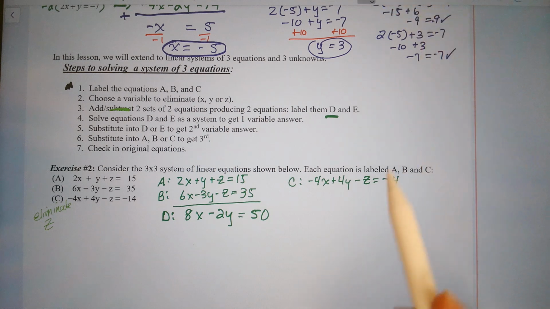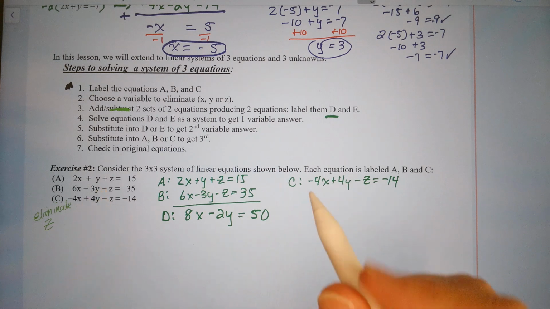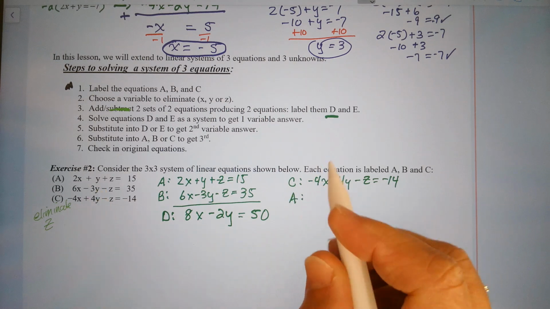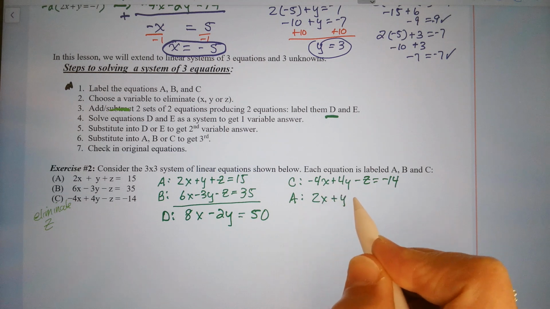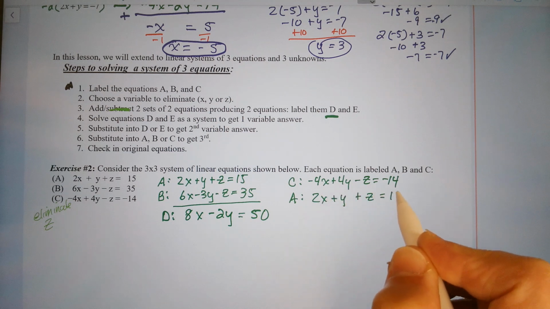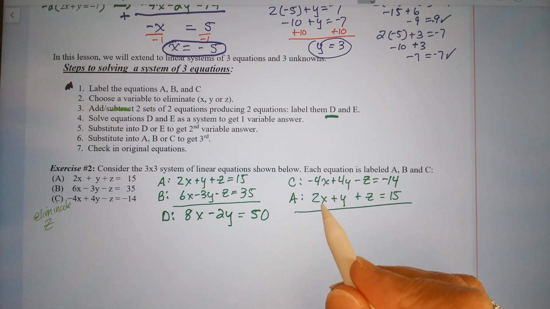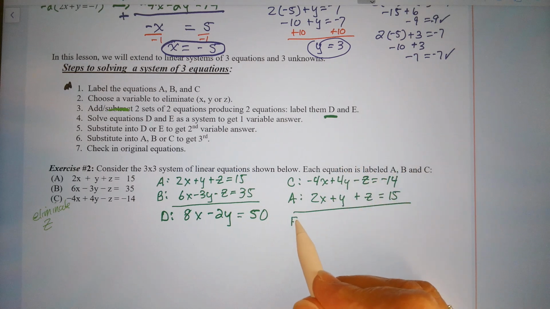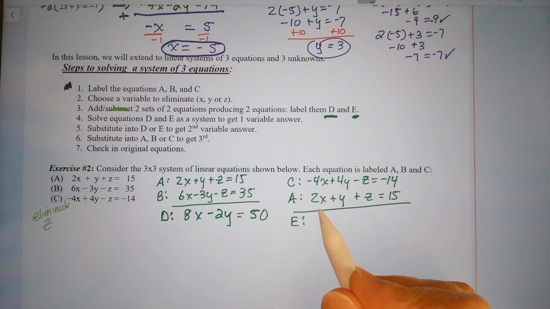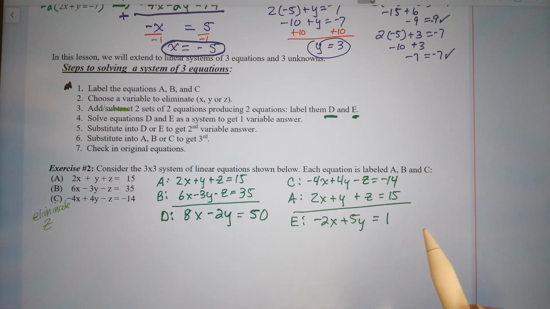And we have a negative z. So let's bring in A, because that has a positive z, so they're opposites. So we're adding C and A, because the z terms there are opposites, and the z term will drop out. Negative 4x, and this is going to be labeled E. So this is our second one, this is E, the result of adding A and C. So this is negative 2x plus 5y equals 1.